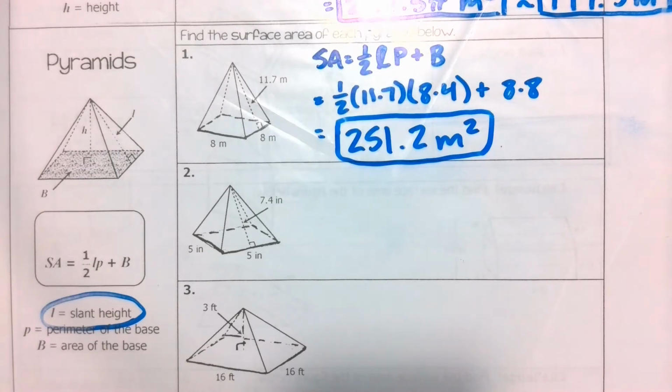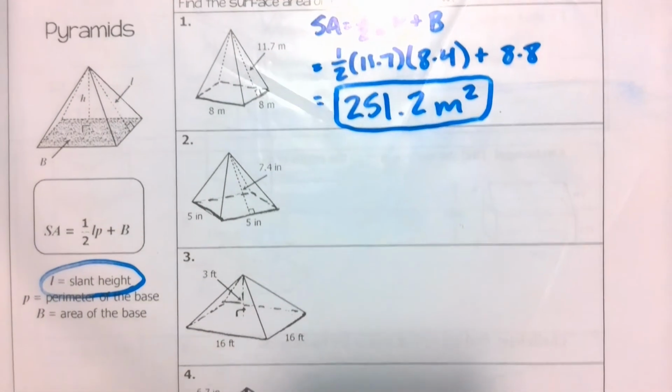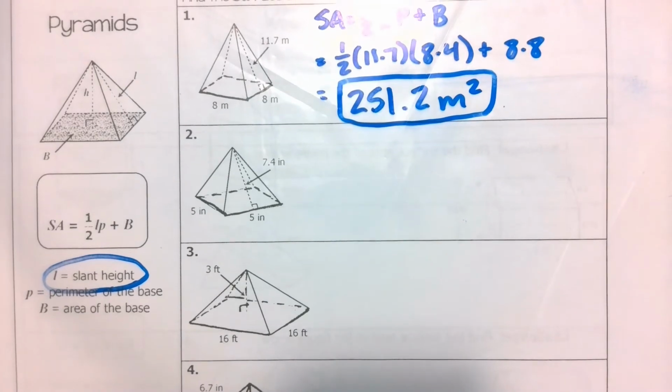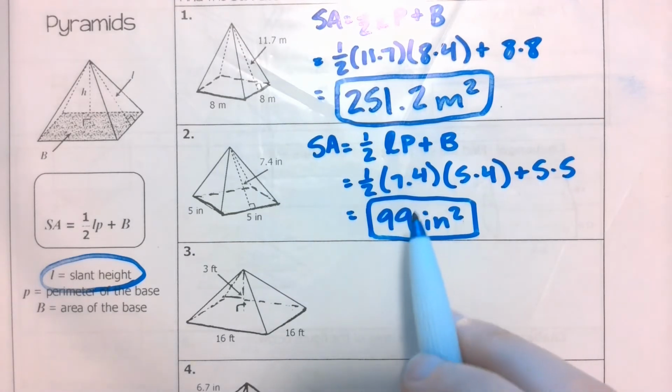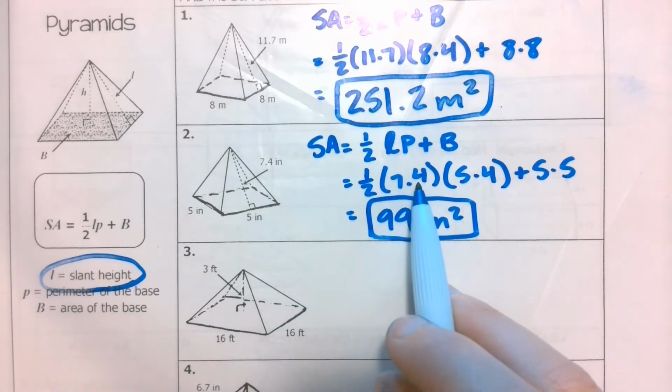So we should get 251.2 meters squared. Go ahead and try number 2 on your own. So for number 2, again, they gave us the slant height, so we're good to go there. So our slant height is 7.4.